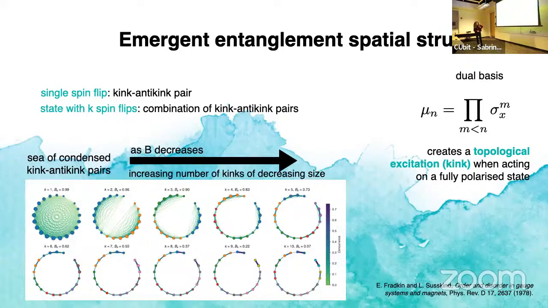Really, the way in which they look at it here is very close to the phase transition. They describe this state as a sea of condensed kink anti-kink pairs. And as B decreases, they say, again, I'm really using their words, you have an increasing number of kinks of decreasing size. And look how visually tempting it is to associate this with the community structures in the entanglement networks that are detected by the algorithm.